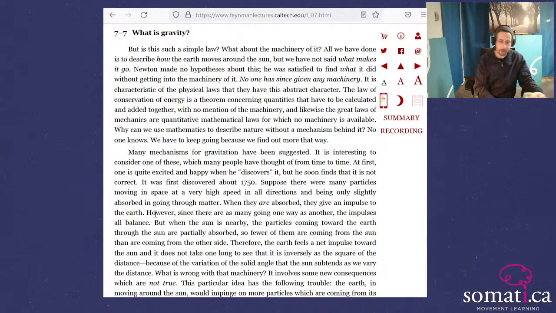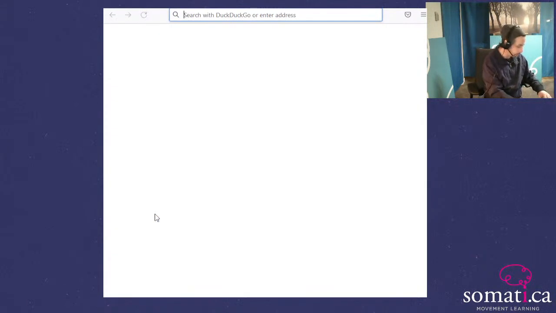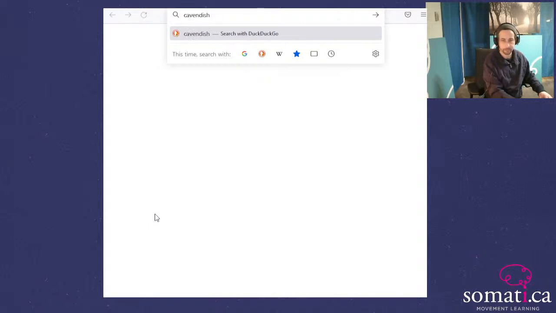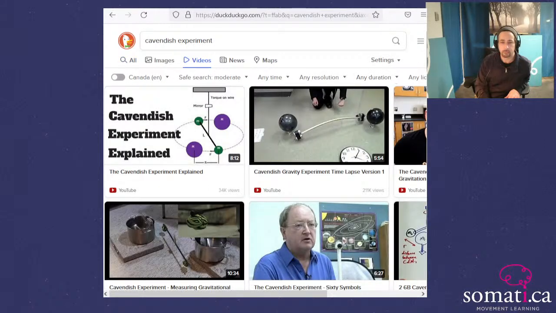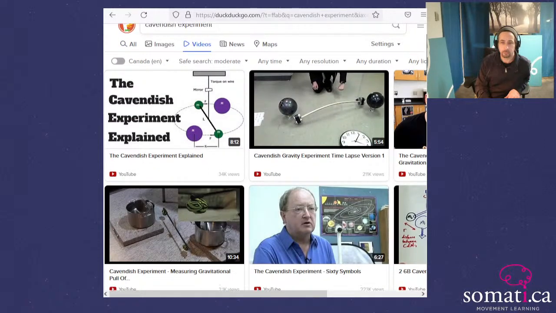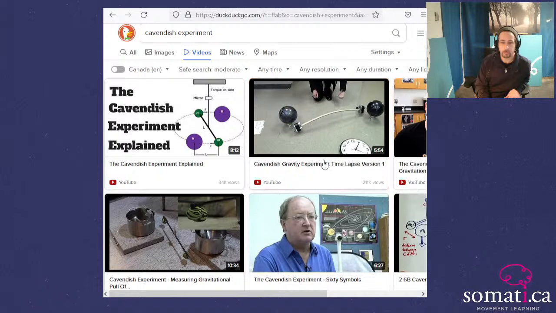So yeah, that's the Cavendish experiment. I kind of feel like finding one of those movies, because I've seen really simple setups. This is pretty simple looking. This is actually bowling balls.